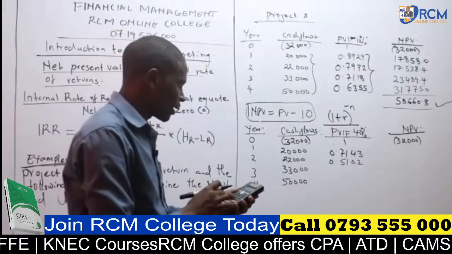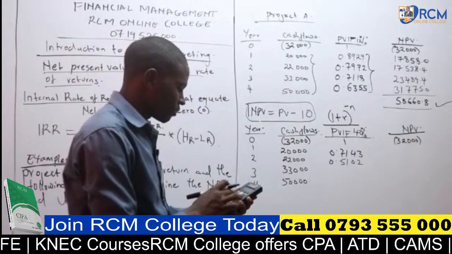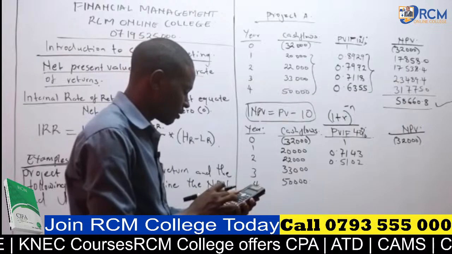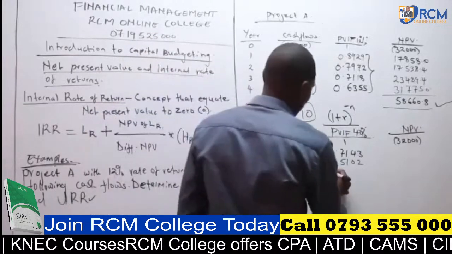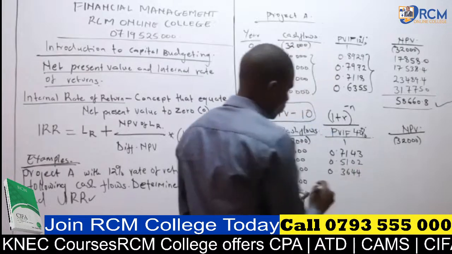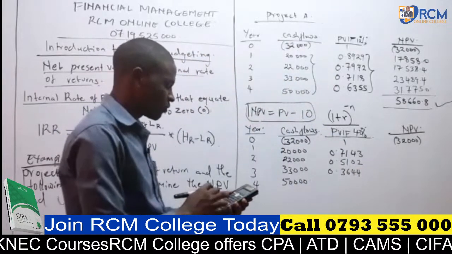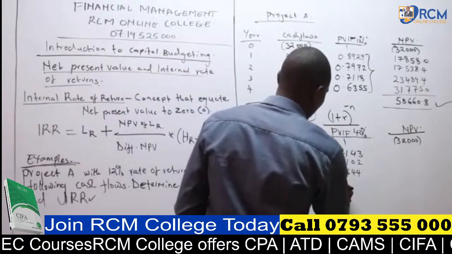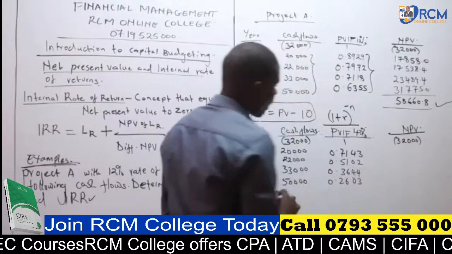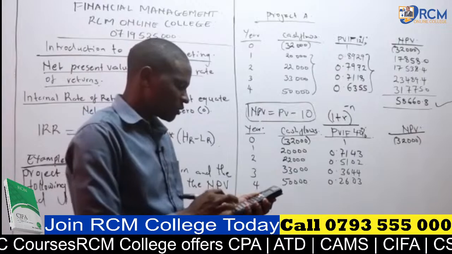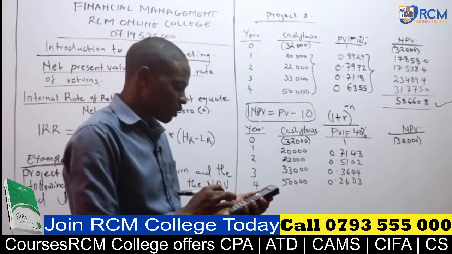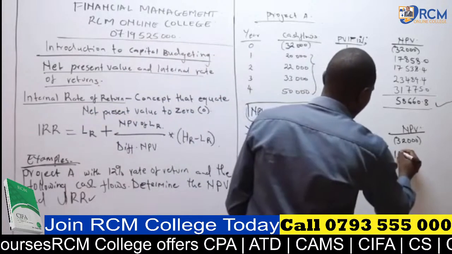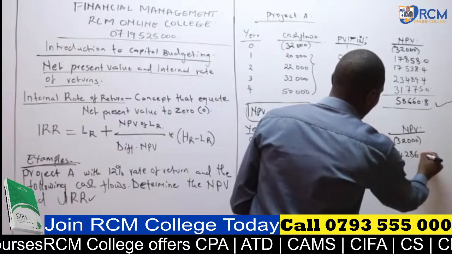And then I go to the next one, 1.4 raised to power negative 3. It's giving me 0.3644. Oh, I pray that this one may give us, 1.4 raised to power negative 4. Wow, 0.2603. How I wish that 20,000 times 0.7143 is 14,286. Okay, so this one we shall complete.